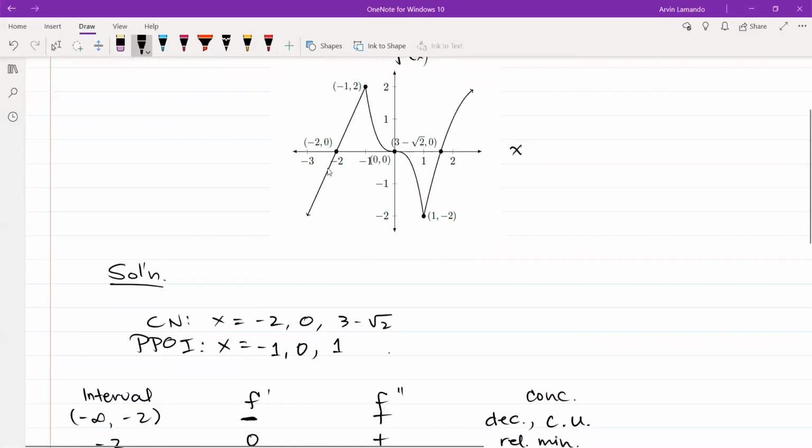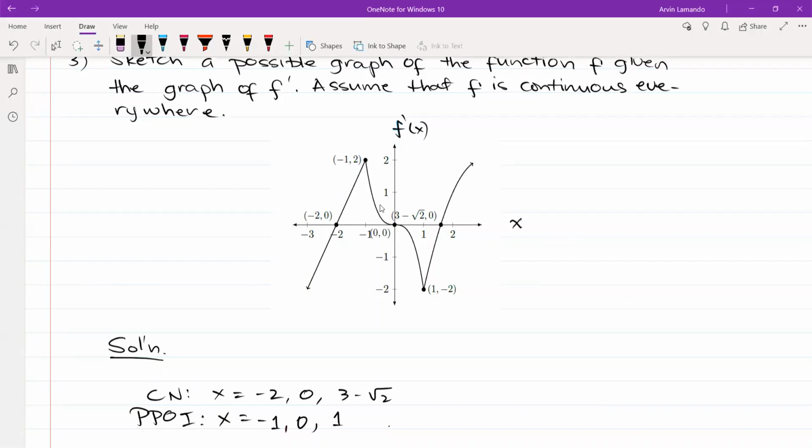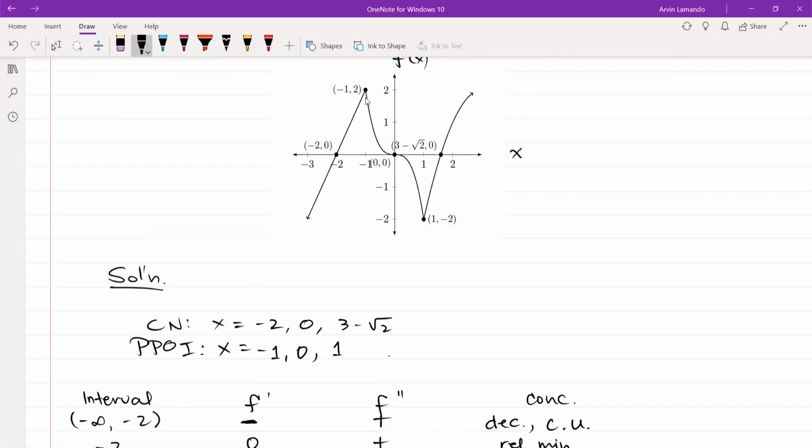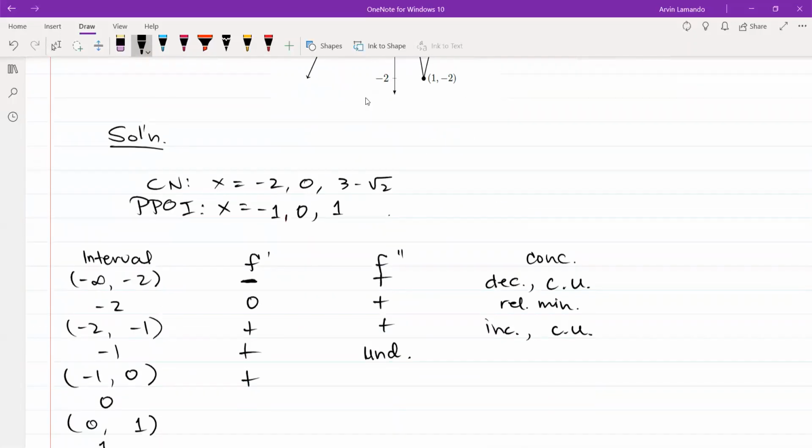So from negative 1 to 0, f prime is positive. However, the tangent lines have negative slopes this time around. So f double prime is negative. Therefore, at x equals negative 1, f double prime changes sign, so it's a point of inflection. And in this interval, f is increasing and it concaves downwards.